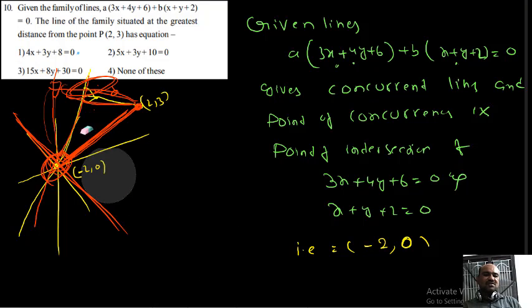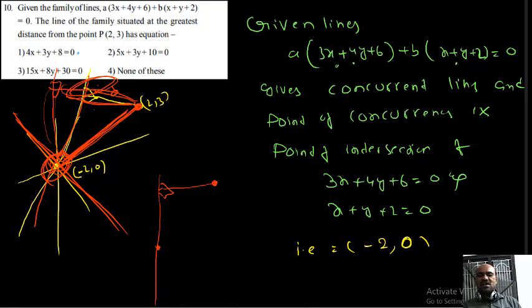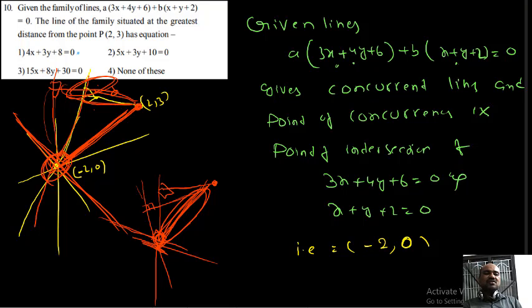One second, I want to explain. Important here: this is the fixed point, this is the point of concurrency, this is one of the lines. Observe, this is the distance from the point to the line. For example, another line is taken, this is another line, this is the distance. Through this point you can draw a line perpendicular to the joining segment, so this distance will be greatest. Observe this distance and this distance, this is the greatest. The required line is passing through the point of concurrency and perpendicular to the line segment joining (-2, 0) and (2, 3). That I will write.